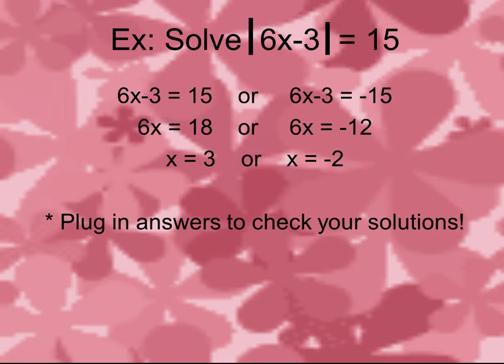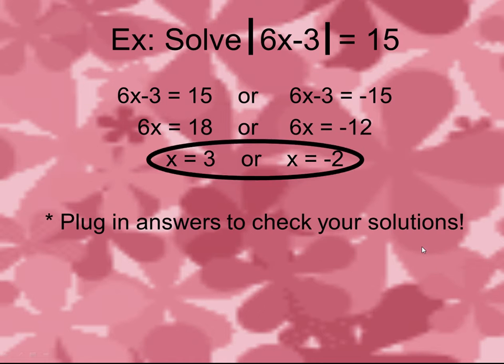And of course, we could check by just plugging those into the original absolute value equation to see if it works. If I put in 3, I'm going to get 6 times x is 18 minus 3 is 15, and the absolute value of 15 is 15, sure. Okay. If I choose negative 2, 6 times negative 2 is negative 12. Negative 12 minus 3 is negative 15, and the absolute value of negative 15 is once again positive 15. So it worked, right?